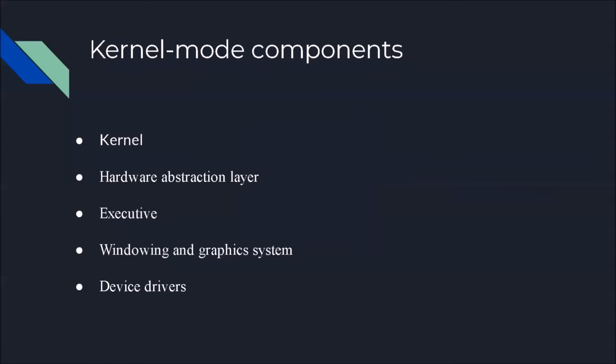Then we have the executive. It contains the essential services such as thread management, security, memory management, and I/O devices. Then there is the windowing and graphic system. It implements the graphical user functions such as dealing with user interface controls, windows, and drawing. Lastly, we have the device drivers. They are dynamic libraries that extend the functionality of the executive.